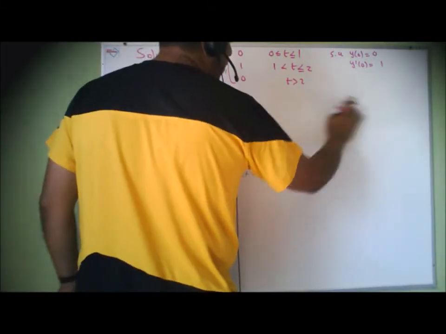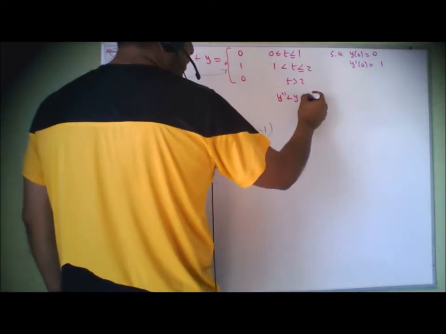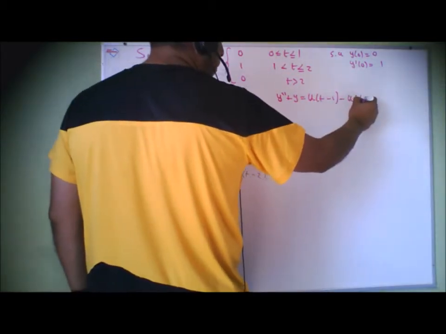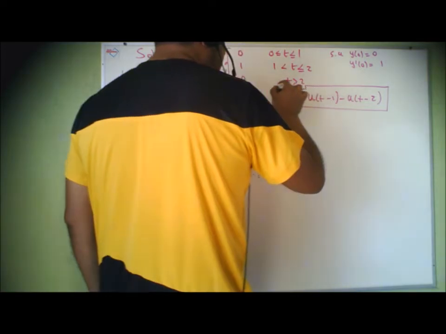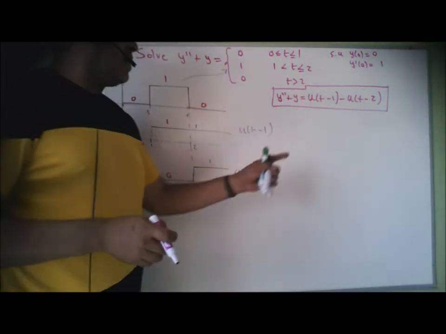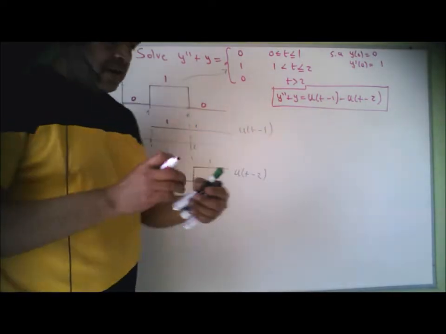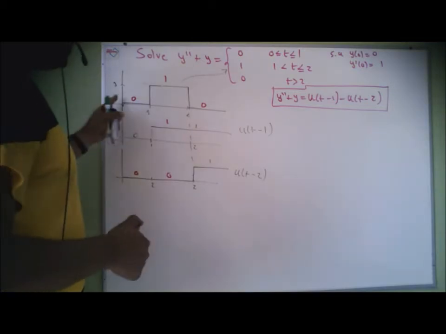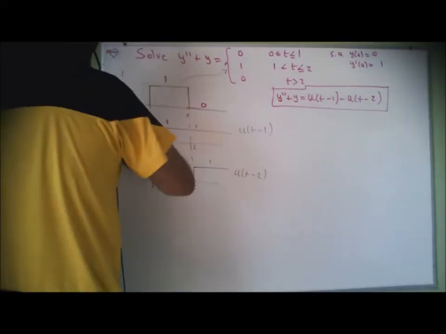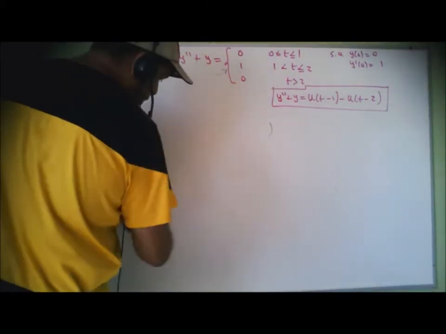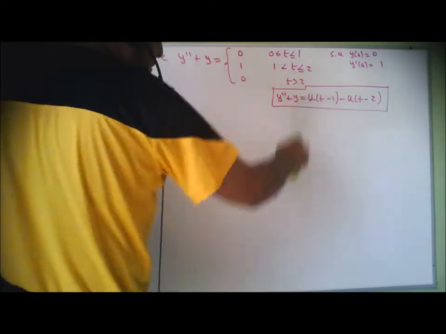So I'm going to write the differential equation like this: second derivative plus y equal to u of t minus 1 minus u of t minus 2. And this is the differential equation we should solve. Okay, now we have written this composite function as a combination of step functions. I'm going to erase this part because I'm going to need it to solve the differential equation.